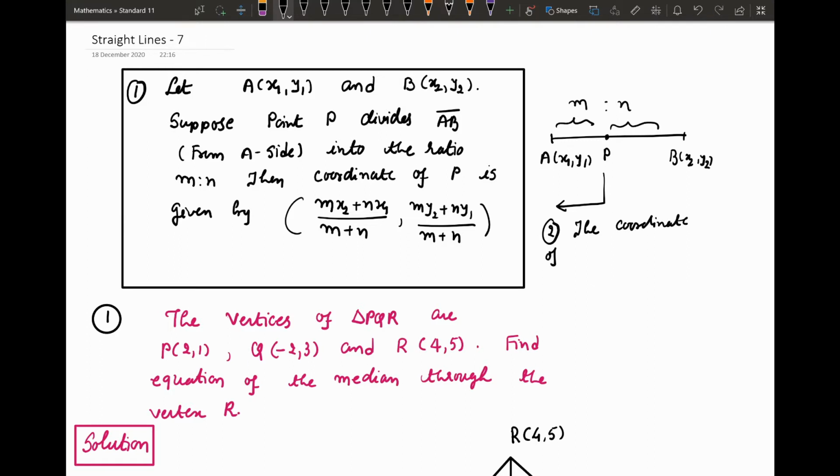the midpoint of line segment AB, which is ((x1 plus x2) by 2, (y1 plus y2) by 2). So these are the two basic formulas we will use.